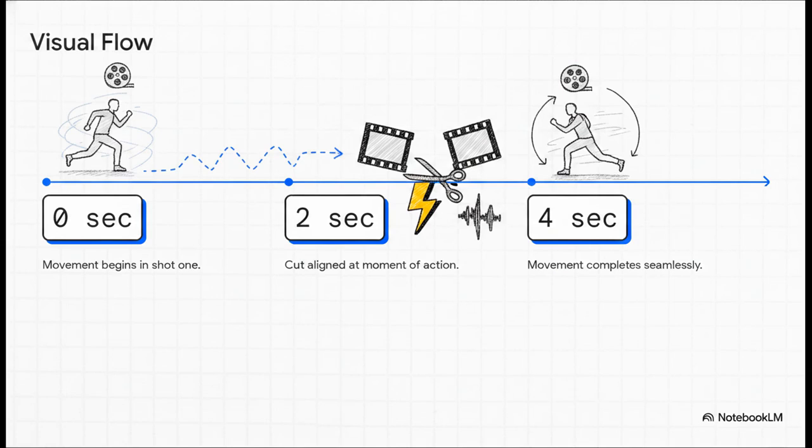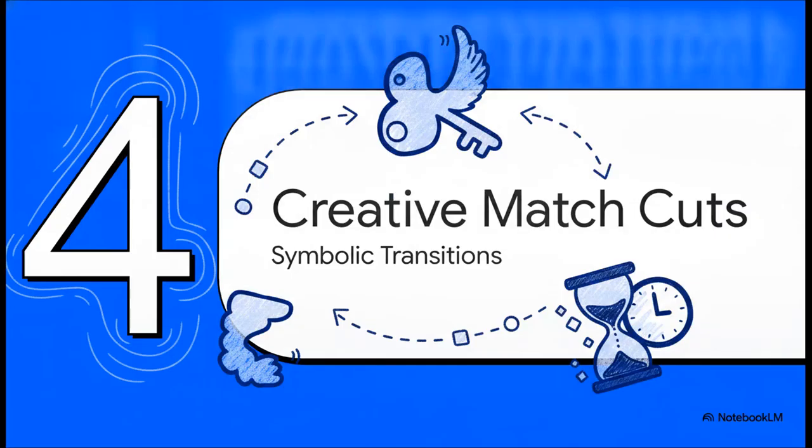But good continuity isn't just visual, right? It relies heavily on rhythm. Say a movement begins at 0 seconds in your first shot. At exactly the 2-second mark, you align the cut point perfectly with the action. Then, by 4 seconds, the movement completes in shot 2. Matching the physical speed, the pace of the dialogue, and even the natural length of pauses is what keeps the timeline flowing effortlessly.